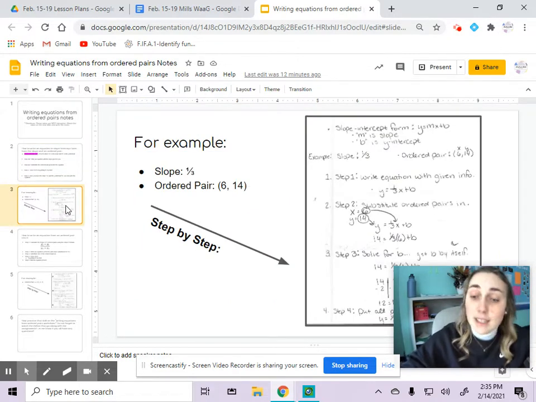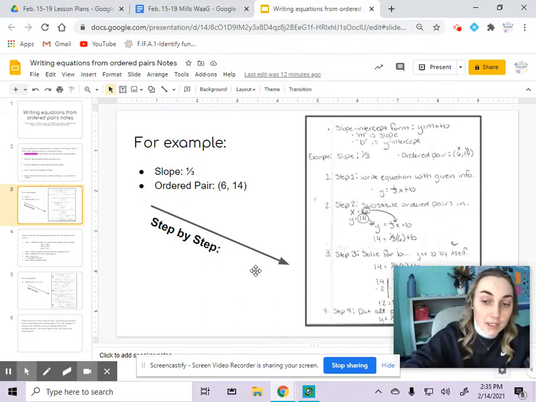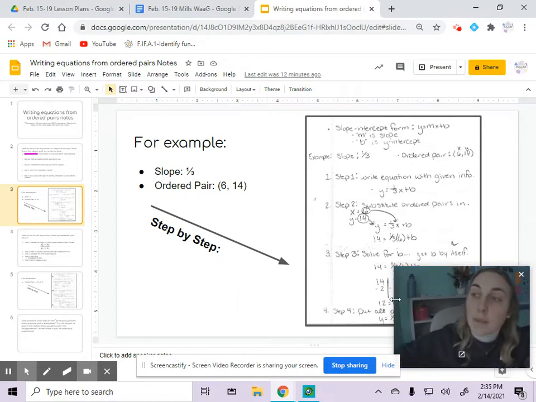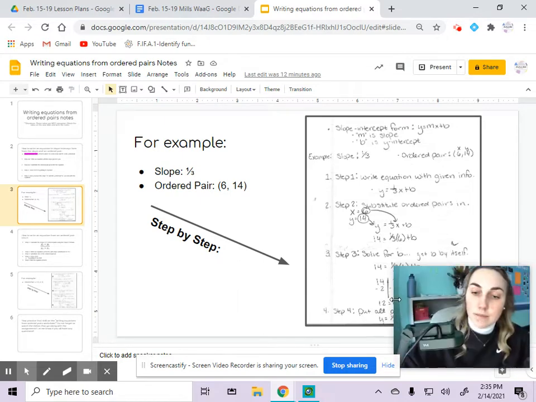So let's do an example. I'm going to be writing this all on my paper, showing you step by step. I will also have this up here for you to come back and check the steps again. So come back to your notes whenever you need help with this. But let's do it my way now.